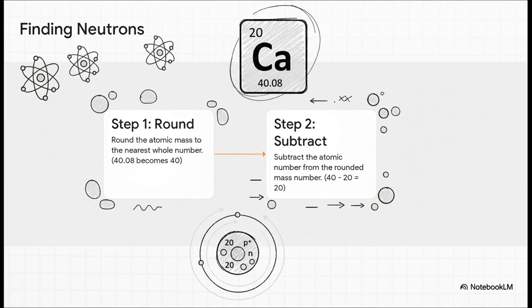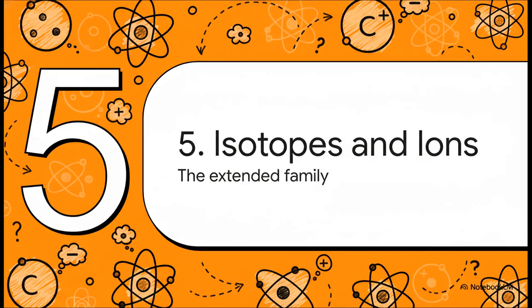First, you take the atomic mass and just round it to the nearest whole number. So for calcium, 40.08 just becomes 40. Then, for step 2, you subtract the atomic number from that new rounded number. So 40 minus 20 is 20. And there you have it. A neutral calcium atom has 20 neutrons. See? Not so tough.